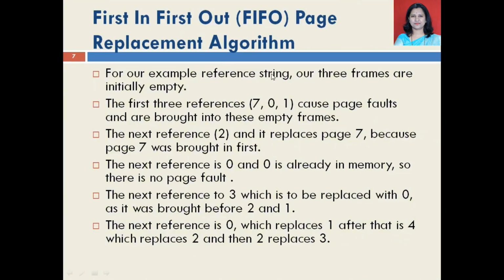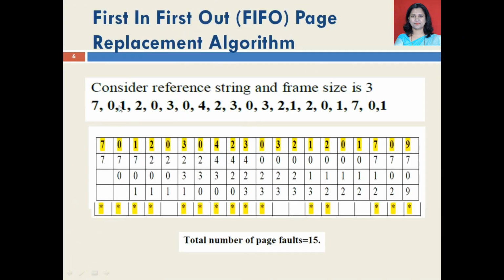So see here, for this particular example reference string, our 3 frames are initially empty. So the first 3 references, here the 7, 0 and 1.